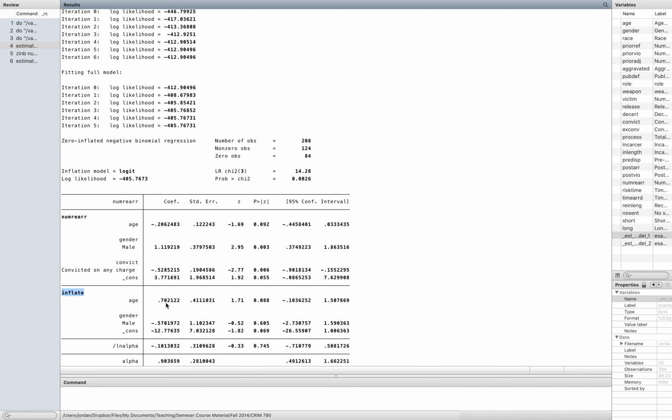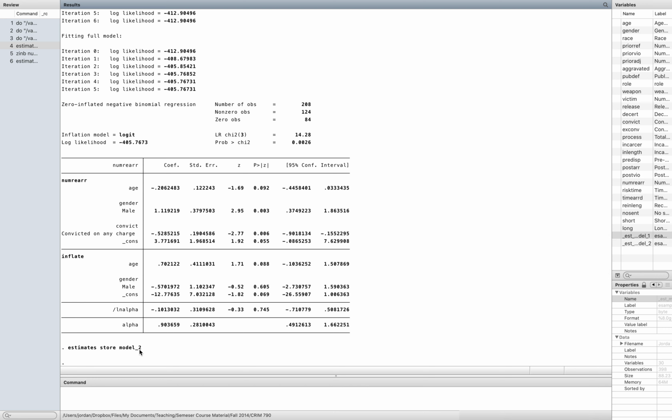So it'll tell you for every unit increase in age, the odds of being in a certain zero group for reoffending increases by 102%. So you interpret it just like you do for a logistic regression. But again, you see none of these are significant, so we probably don't got good predictors here. But at least in terms of interpretation, you know what this is. The inflate is telling you the prediction, the odds or log odds of being in a certain zero category for that outcome.